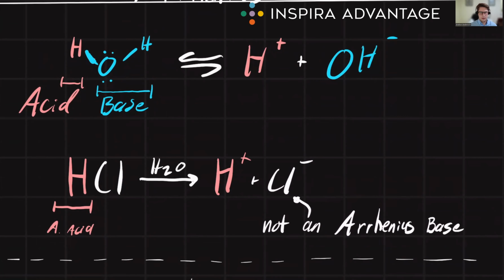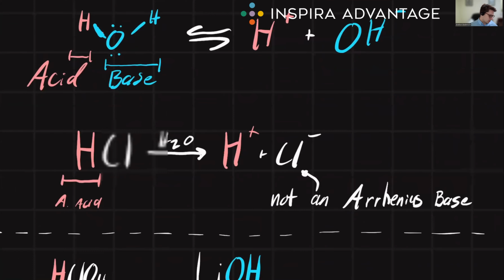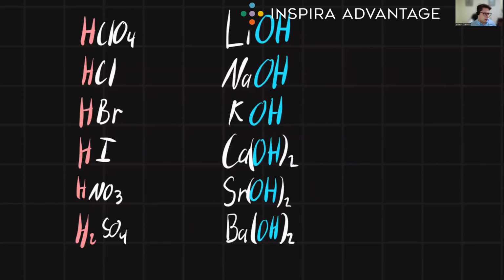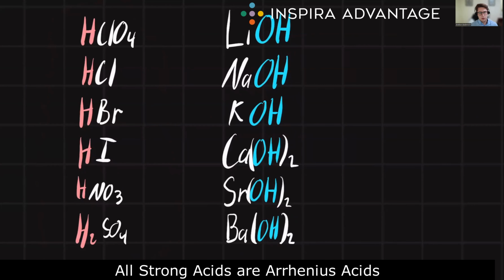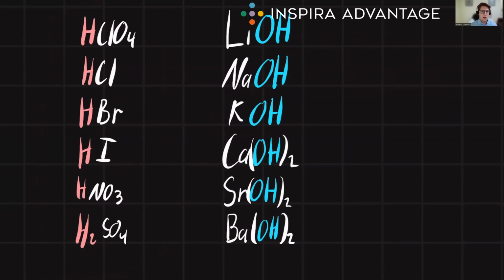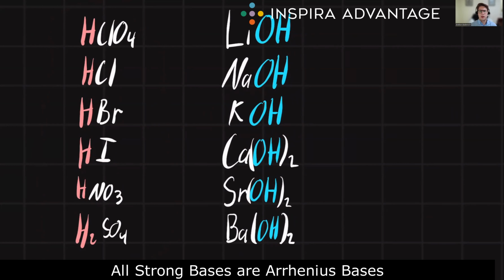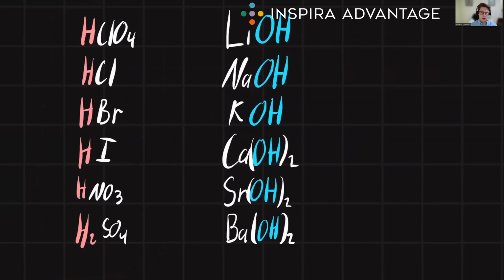Other common Arrhenius acids you will recognize are those strong acids that you memorized in general chemistry. For your ease, I have those listed out on the left right here. Now, conversely, the strong bases, anything that is producing a hydroxide, is going to be an Arrhenius base. So whenever we see strong acids or strong bases, I want you to be thinking, okay, this is an Arrhenius acid or an Arrhenius base, if it's strong.